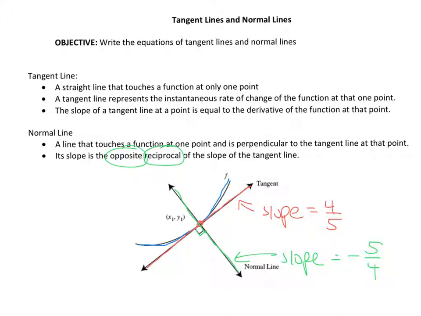And one thing to keep in mind, the most important thing to keep in mind, is that the slope of the tangent line is the derivative. So always remember that the point of finding the slope of the tangent line is because it represents the derivative of the function at that point. We also see the verbiage instantaneous rate of change, which is the same as the slope of the tangent line and the derivative. Those three things are synonymous.